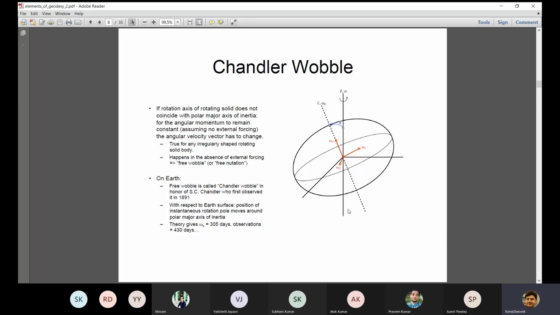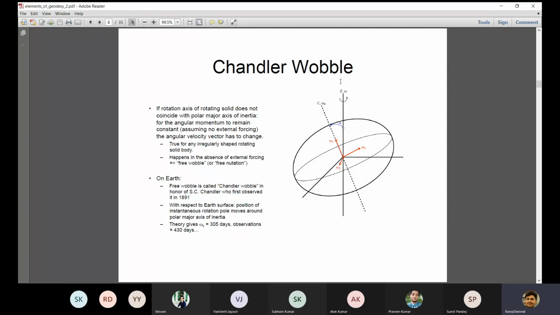On Earth, free wobble is called the Chandler wobble in honor of S.C. Chandler, who first observed it in 1891. With respect to the Earth's surface, the position of the instantaneous rotation pole moves around the polar major axis of inertia. So this Z is not at the same place; in fact, it is moving. It has a period and it is moving. I'll show you one figure in the next slide that shows how the position of the instantaneous rotation pole moves with respect to the Earth's surface.